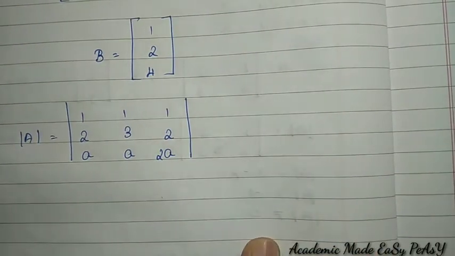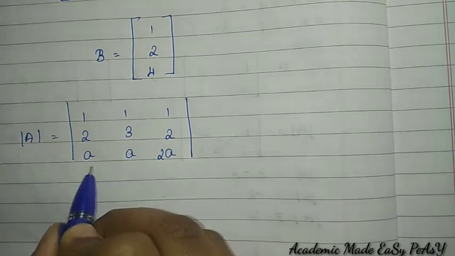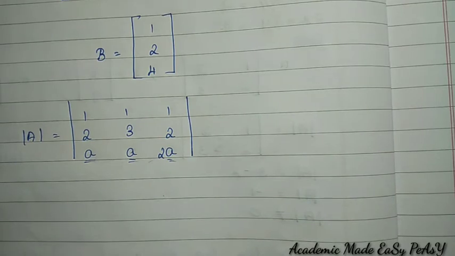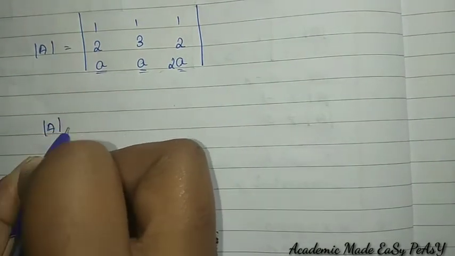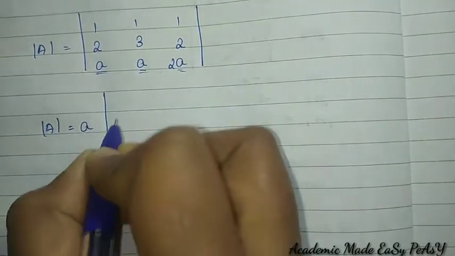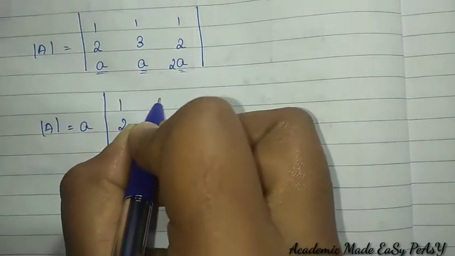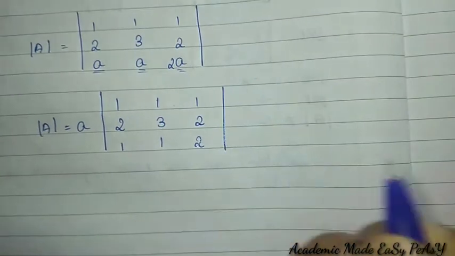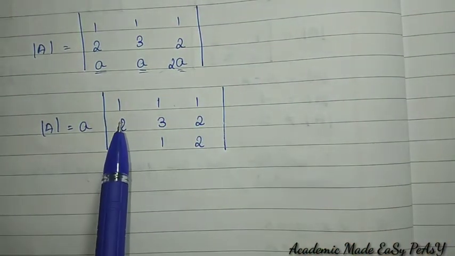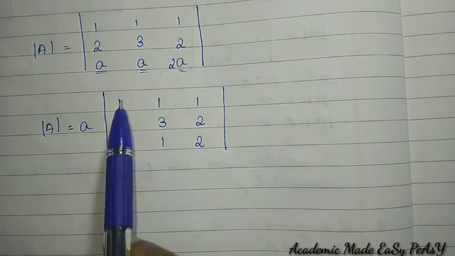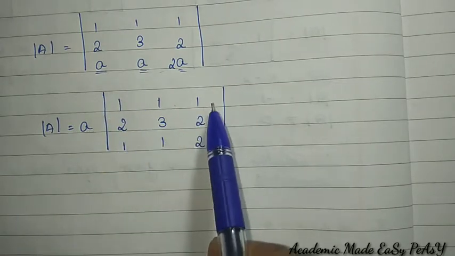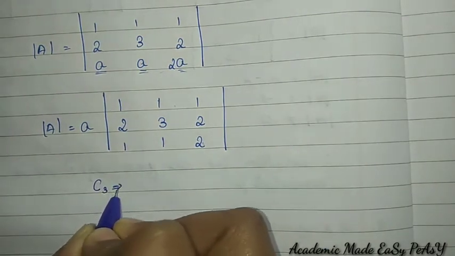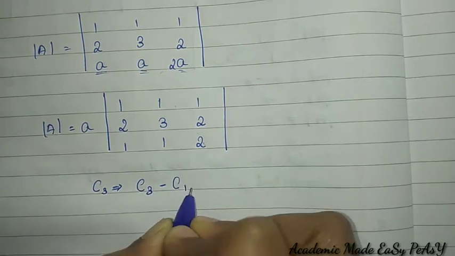Now what I will do is take this common factor out because it is common everywhere. So determinant A is equal to the common factor into the determinant 1, 2, 1, 1, 3, 1, 1, 2, 2. So this is 1. Now I will be subtracting these two columns in order to get 0 over here. So column 3 becomes column 3 minus column 1.